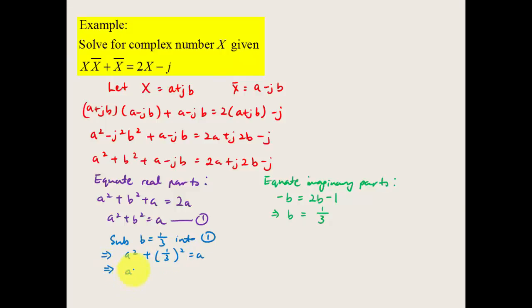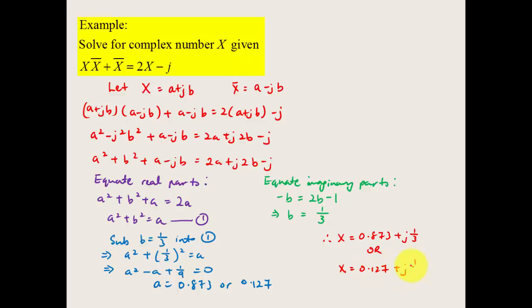I get a quadratic equation in terms of a. And upon solving, a has two values, 0.873 or 0.127. Therefore, we have found x. x can be 0.873 plus j 1/3, or x can also be 0.127 plus j 1/3. These are the two possible answers for x.